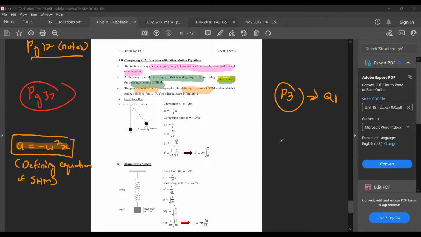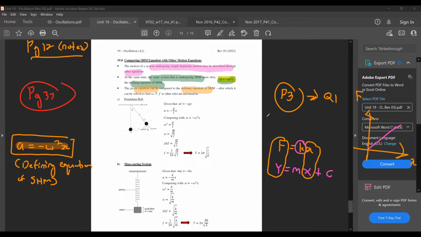Let's say I give you some equation F equals kx, and I ask you to plot a graph of F versus x and find the value of your k. You would probably say you compare this to the equation of a straight line. The y-axis should represent your force, the x-axis should represent your extension, and your spring constant is represented by your gradient. This is what you have been doing in paper 3, question 1 regularly, isn't it?